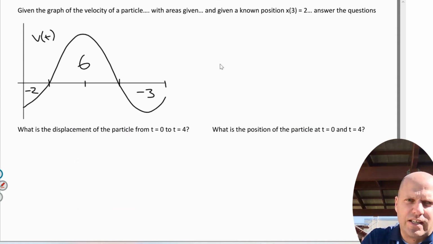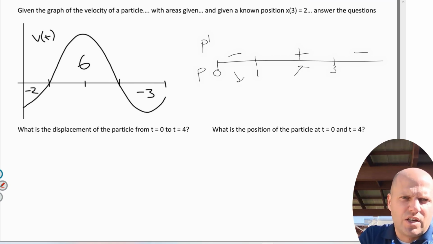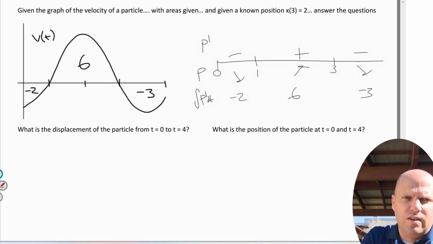Ooh, I know my position at time 3 is 2. So I got 0, I got my derivative is negative until 1. It's positive until 3. It's negative after that. I can see my position decreases, increases, decreases. I can see the accumulation of my derivative is minus 2 plus 6 minus 3.